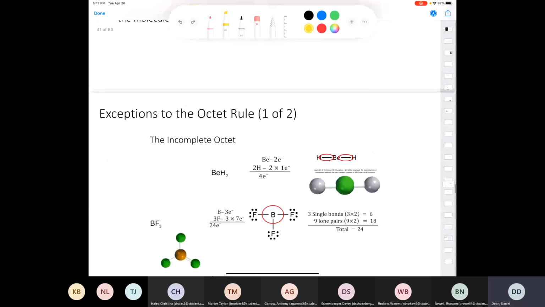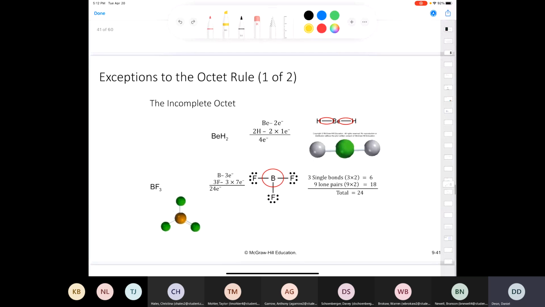But there are exceptions to the octet rule. In fact, I alluded to this last lecture, that there are, in fact, very few elements that really abide by the octet rule 100% of the time. The first one you have to know is beryllium.